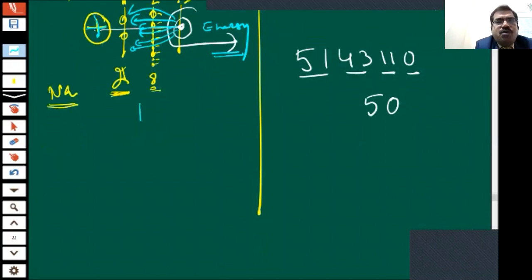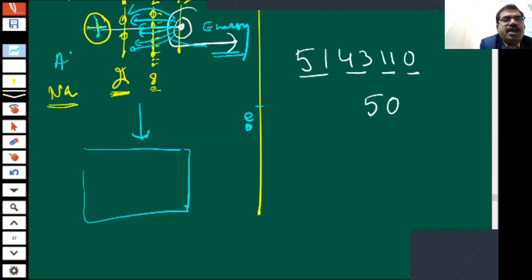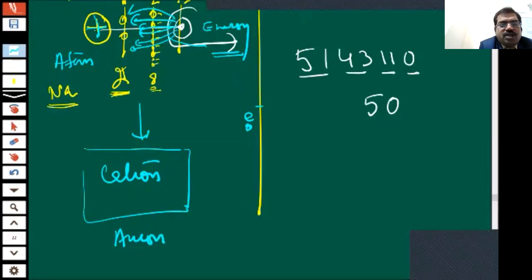And after removing the electron, suppose this electron is removed, the electron came outside. This is the electron which we removed. Then what is the remaining portion? Previously this was an atom, and after removing the electron it becomes a cation. And you know cation is also known as anion. Every cation is anion.